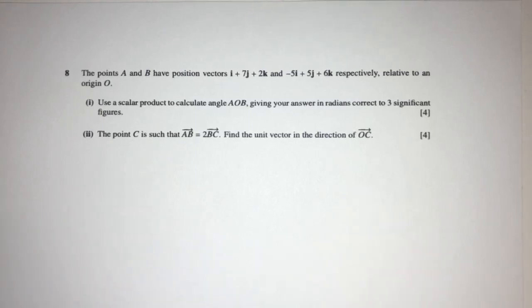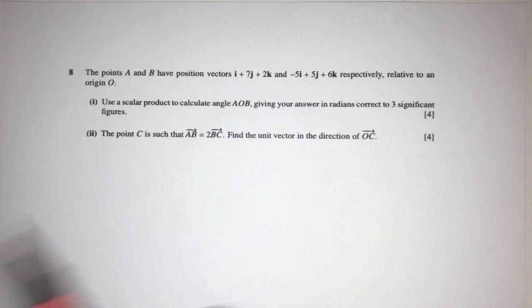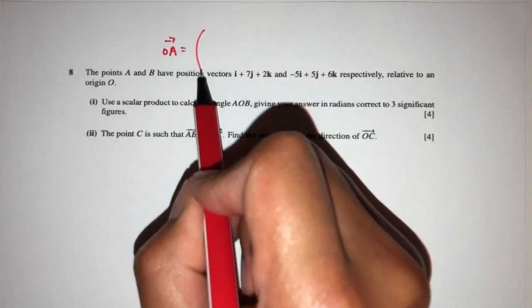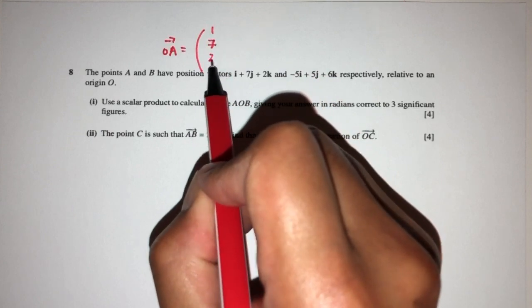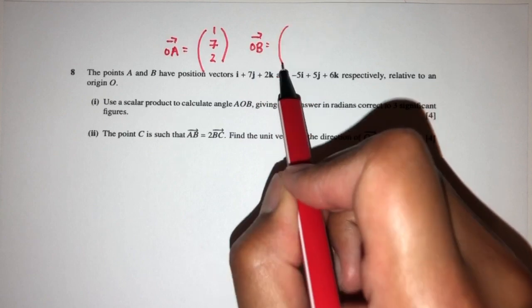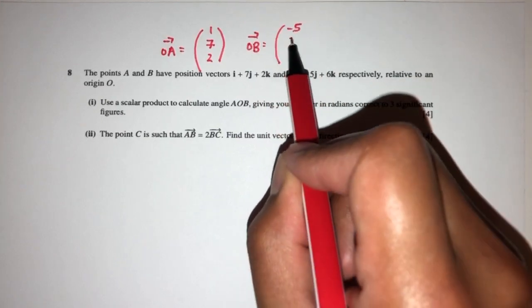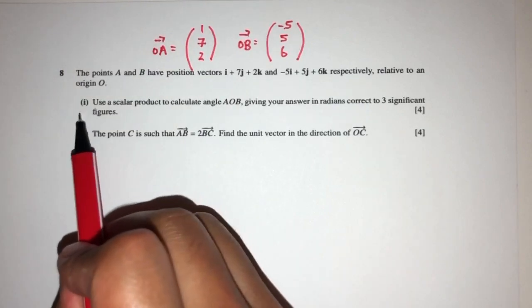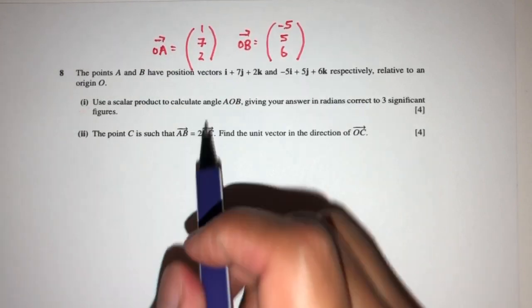Now let's move on to this question. The points A and B have position vectors, this and this, respectively. So which means OA is given to you by (1, 7, 2), and OB is given to you by (-5, 5, 6). Okay, now part 1, we have to use scalar product to find the angle AOB.